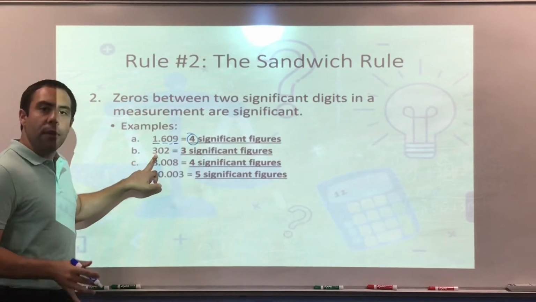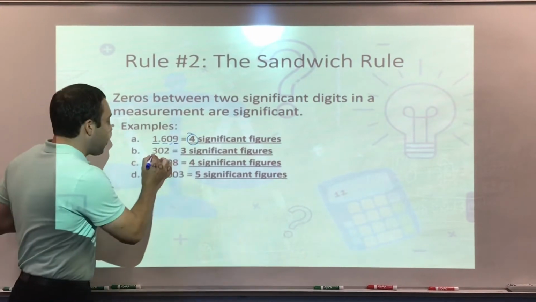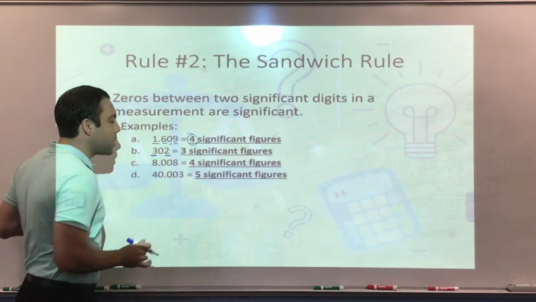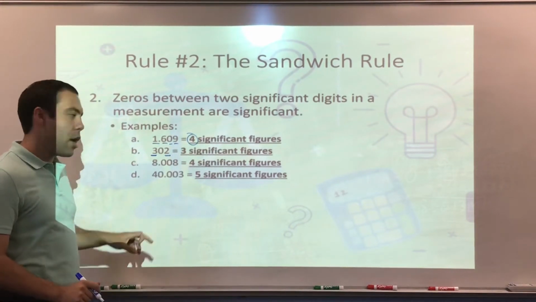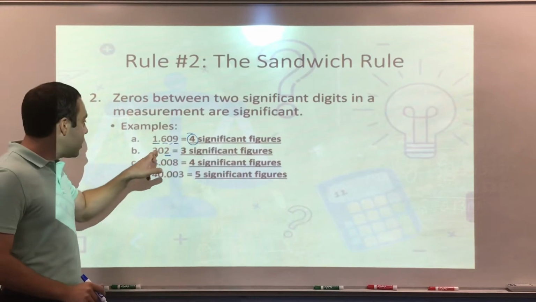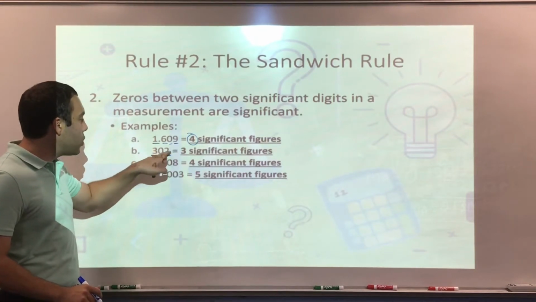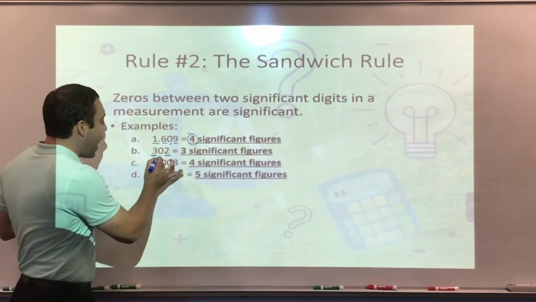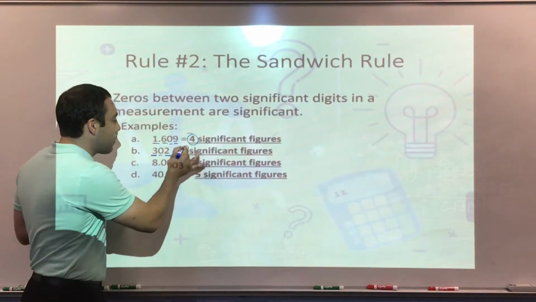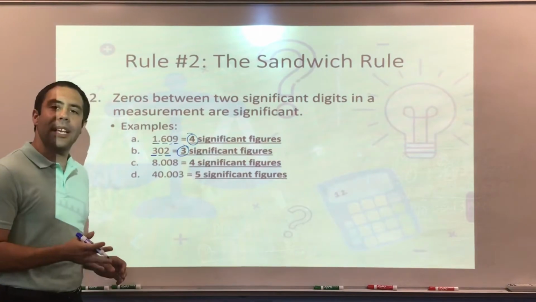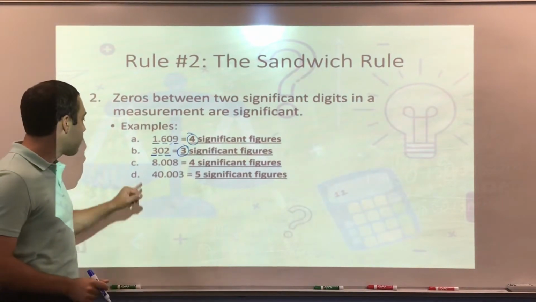For letter B, 302. The 3 is not a 0, and the 2 is not a 0. So those are definitely going to be significant. We look at the 0, and since the 0 is sandwiched between the 3 and the 2, that 0 is also significant. So in this case, 302 has 3 significant figures.